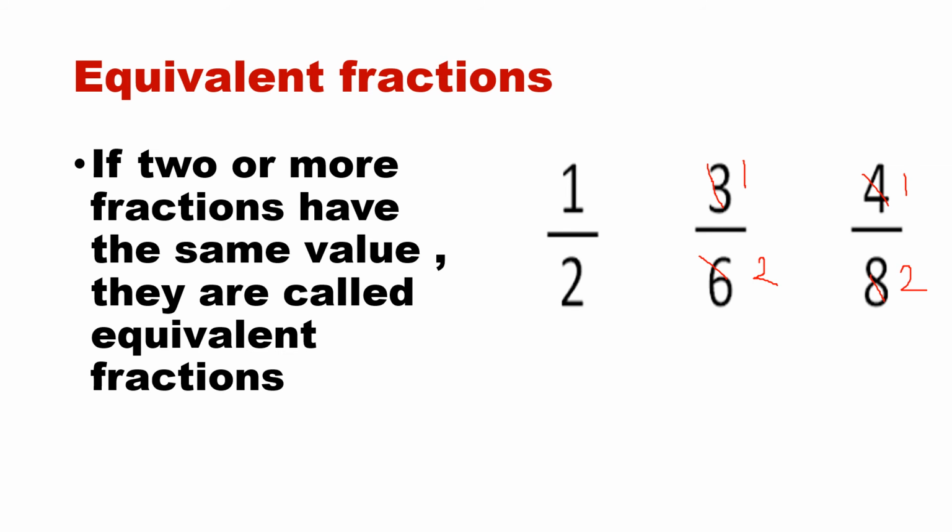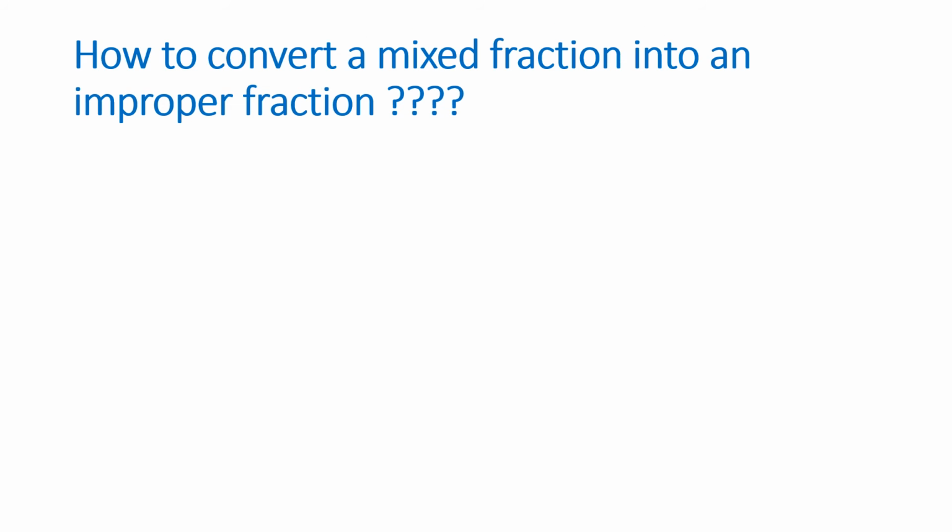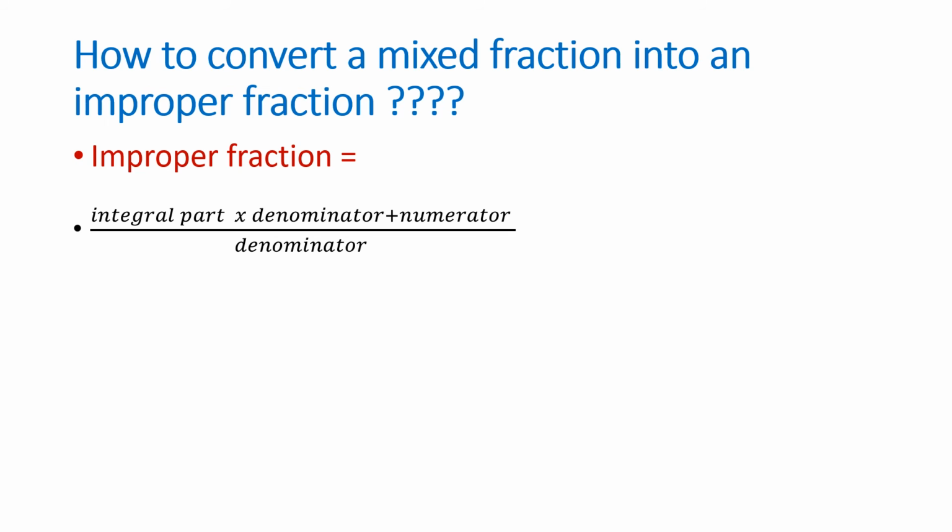Okay. Then how to convert a mixed fraction into an improper fraction. So if you are given a mixed fraction and you have to convert it into an improper fraction, what will you do? The improper fraction is equal to integral part into denominator. You know that a mixed fraction has an integral part. So you take the integral part, multiply it with the denominator, add the numerator to it and write it over the denominator. Okay, I'll show you an example to understand better.